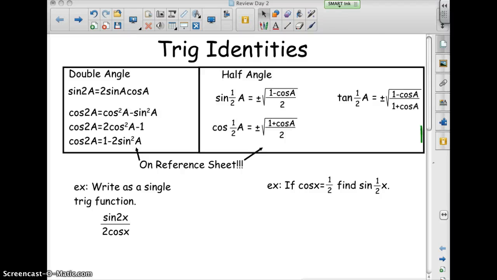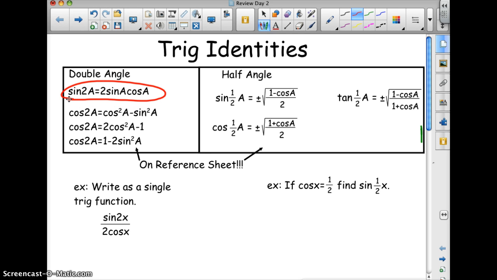Trig identities. We did some in the last video, like some of the reciprocal and quotient identities, and we've got some double angle and half angle and Pythagorean identities for this video. Okay, sine of 2A, these are on your formula sheet. There's only one choice for sine of a double angle. Cosine of a double angle, you've got to make a choice, and you'll see later on where that's going to be important.